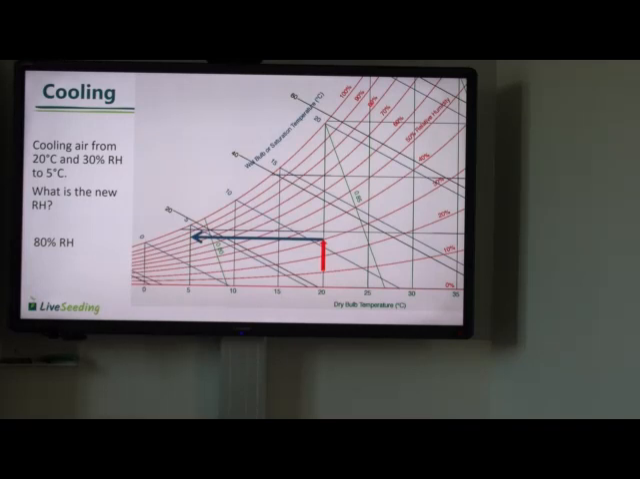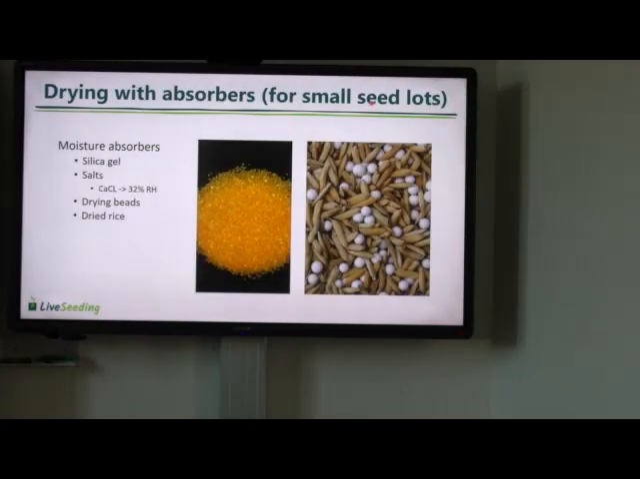It's a very good question, and I asked that question 15 years ago to the seed companies also, and they could not answer that. So I did experiments. And I will show you the results. No spoiler. Okay. Drying with absorbers.